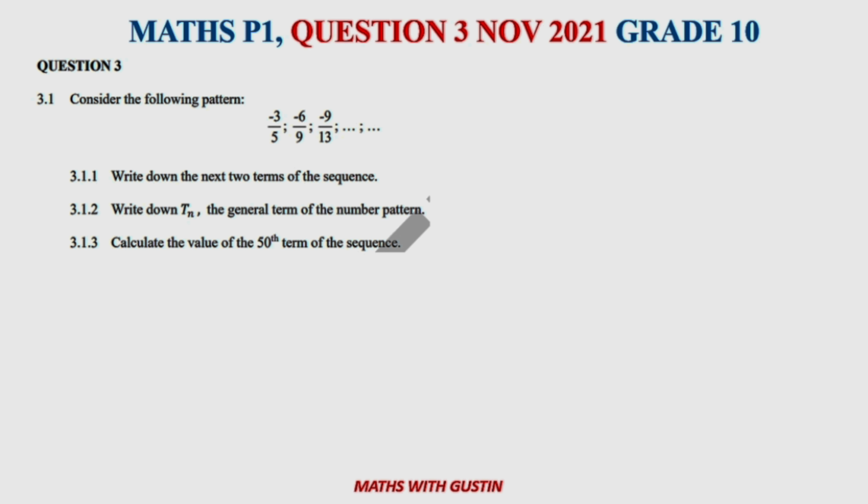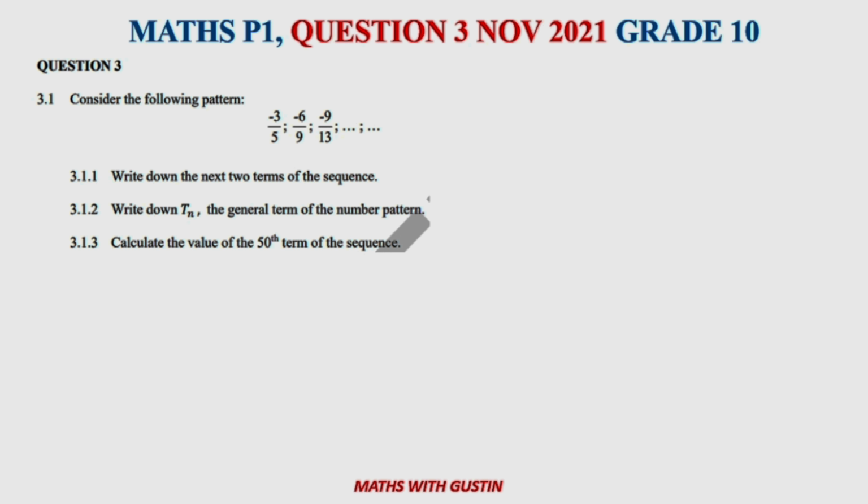Let's have a look at question 3, November 2021, grade 10. It was a sequence and series question with number patterns as given there by 3.1, and also there's a 3.2. We will continue with that one, and also 3.3. Okay, now let's have a look at 3.1.